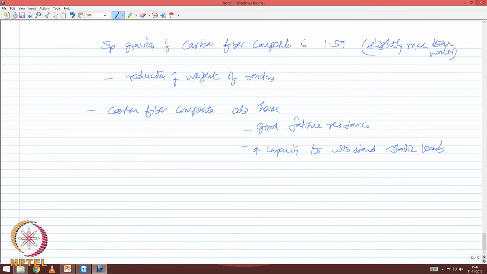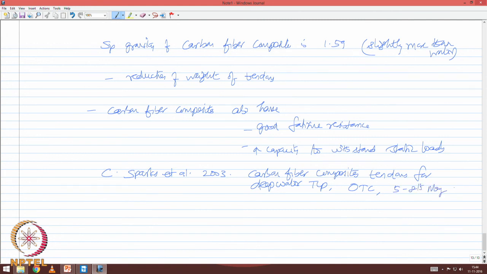More information can be seen from the recent studies conducted by C. Sparks et al., 2003, carbon fiber composites tendons for deep water TLP, Offshore Technology Conference, 5th to 8th May 2003, Houston.